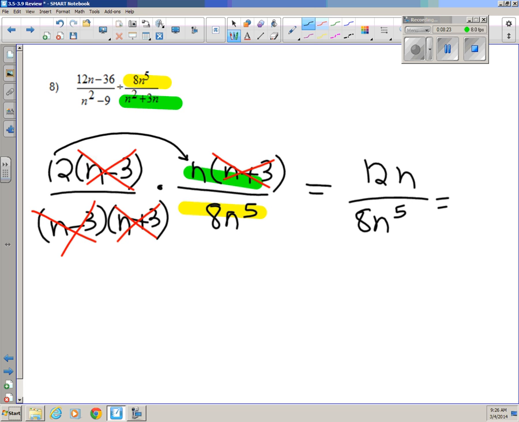So what ends up happening is 4 divided into 12 and 8. 4 goes in there 3, 4 goes in there twice, more n's on the bottom by 4. I've got something different on my answer key for some reason. It's just a silly mistake. Okay, so 3 over 2n to the 4th.